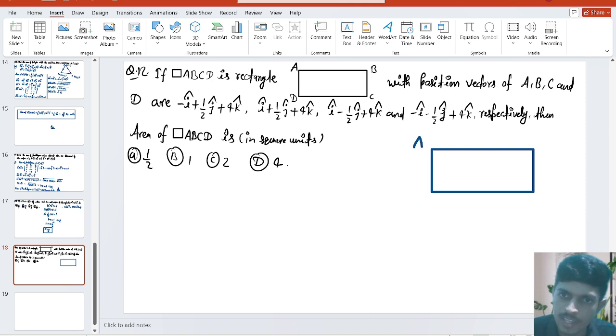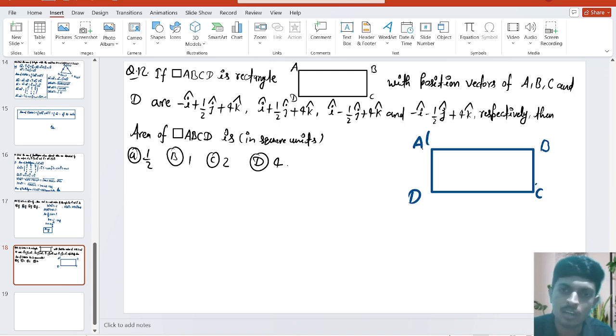So this is point A, this is point B, this is point C, and this is point D. We need not perform the vector product here. We are saying that the positions of A, B, C, and D are here. The position of A we write simply as coefficients of i cap, j cap, k cap.